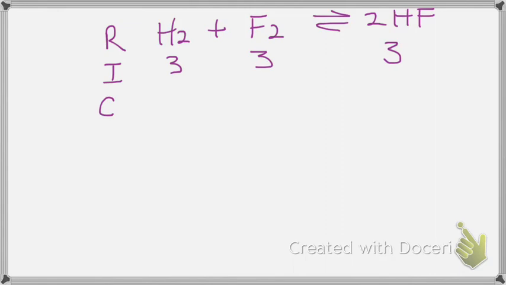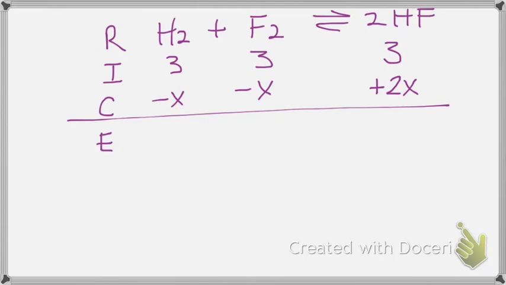Our change is minus x, because we found it lies in the forward direction: minus x, minus x, and plus 2x. There you go. And then our equilibrium, you don't have to do the line, I just like it. It's 3 minus x, 3 minus x, and 3 plus 2x. It's 2x because of the coefficient. Going back to kinetics, HF is going to appear twice as fast as H2 or F2 disappears. Remember that?